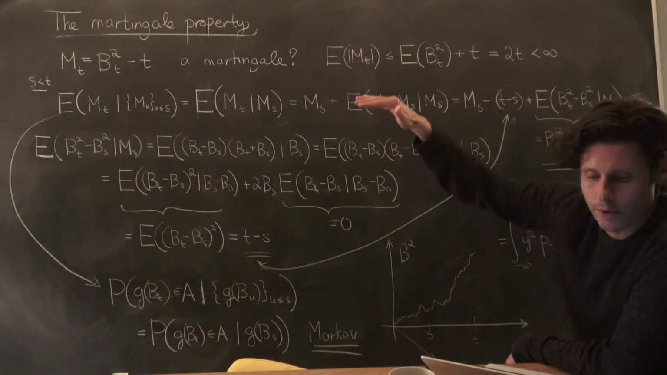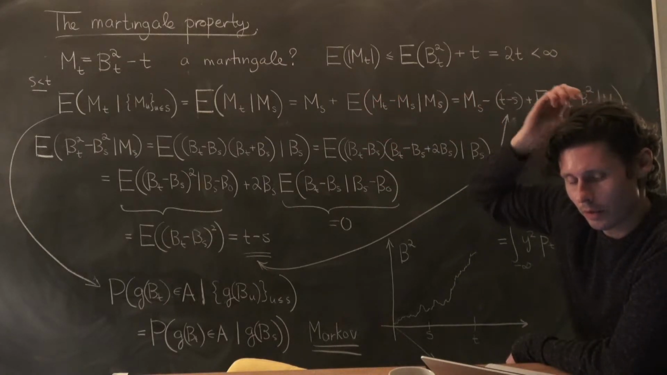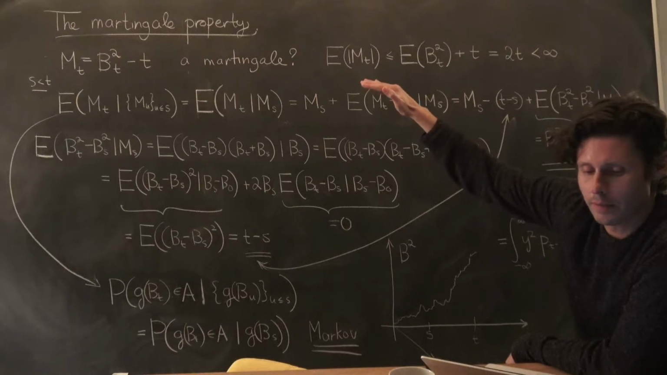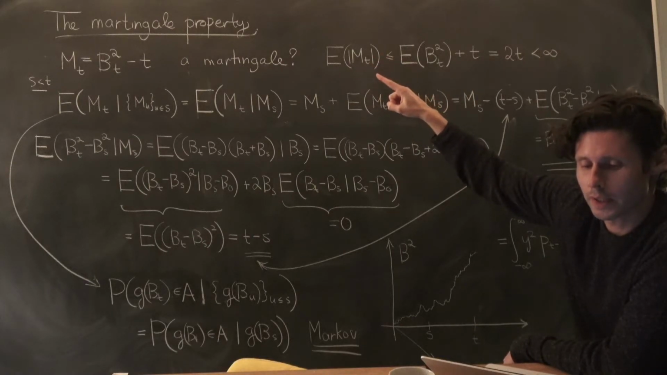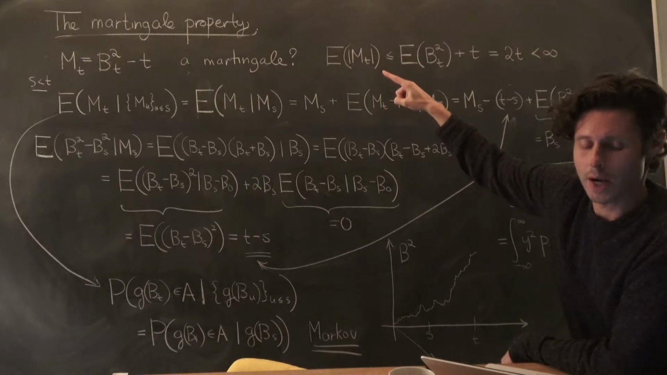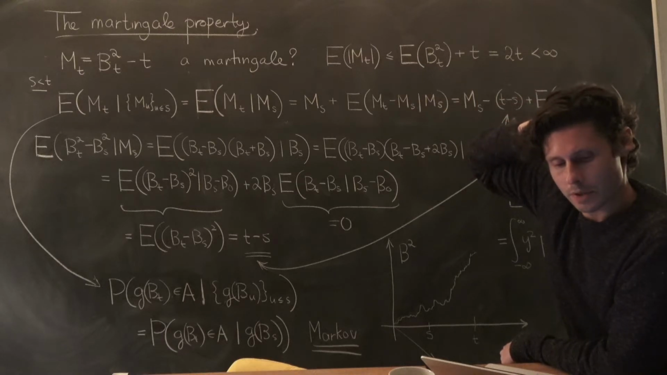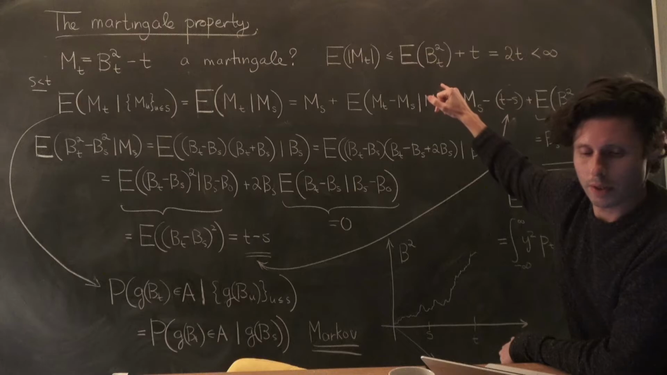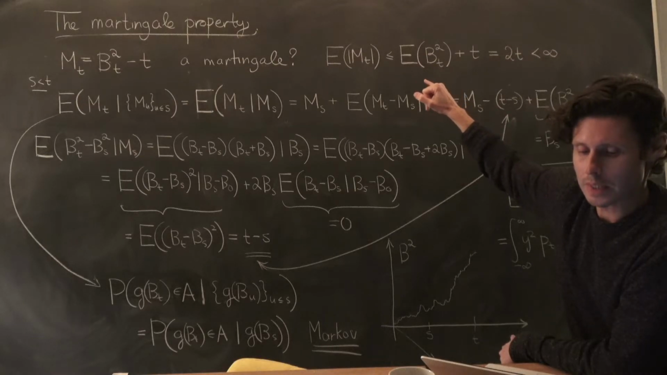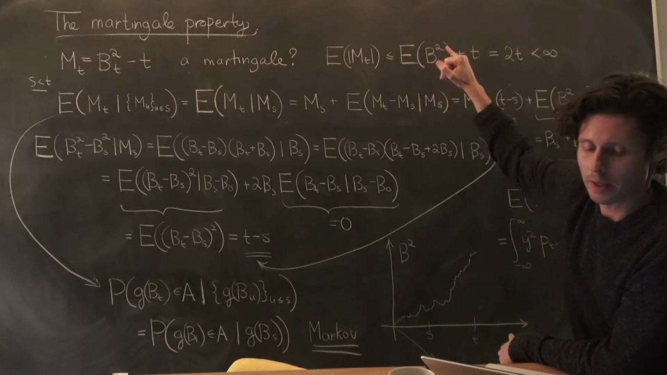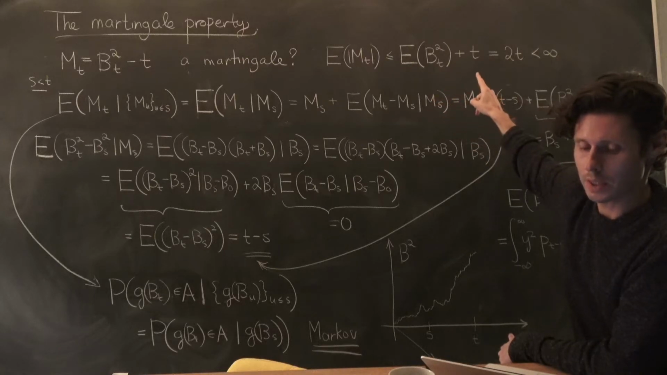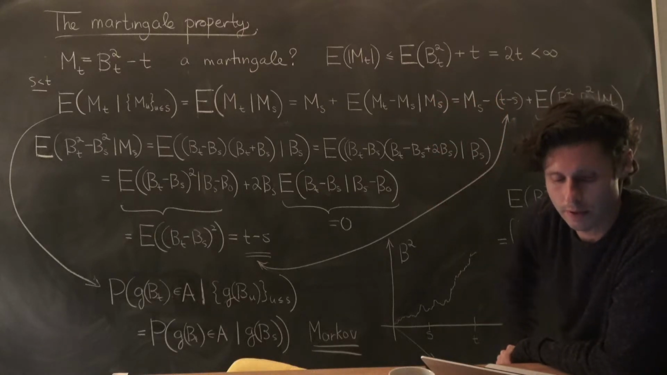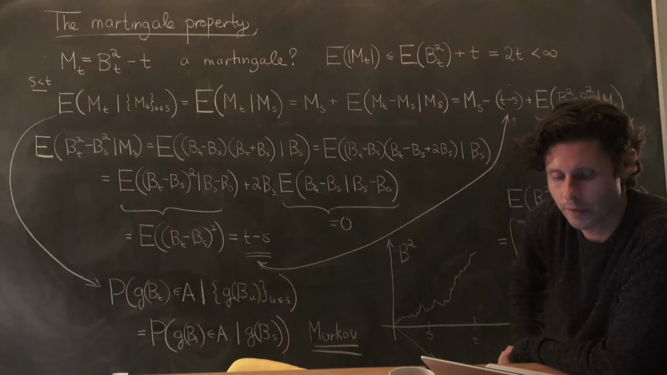So first things first, don't forget to verify integrability. We want to look at the absolute value and see that its expectation is finite at every point in time. Here I would just use the triangle inequality. You have a difference of B squared and t that's going to be bounded above by B squared of t plus t. That bounds the absolute value of the difference.